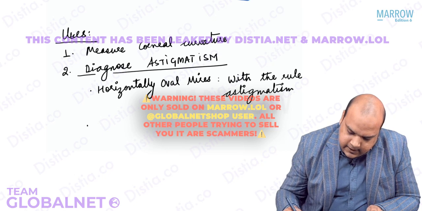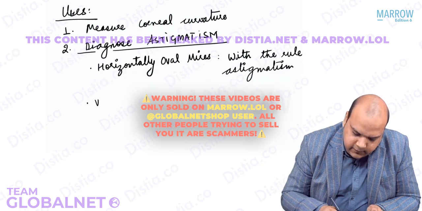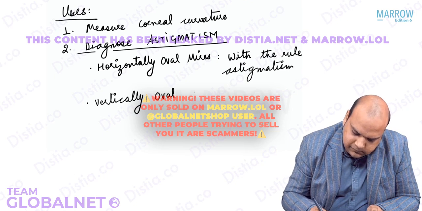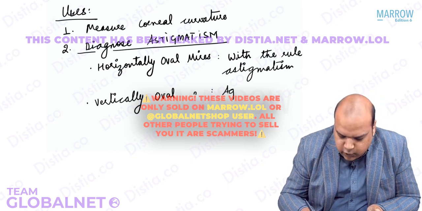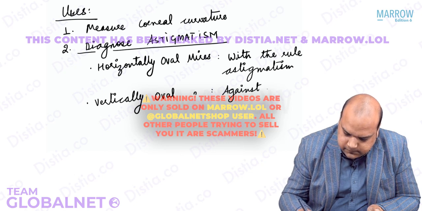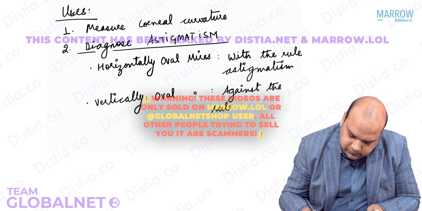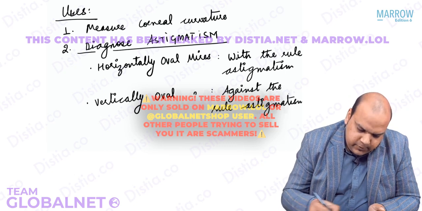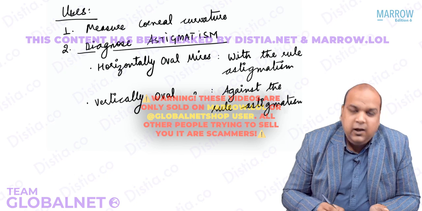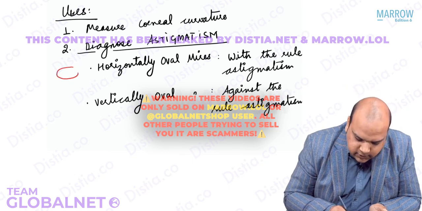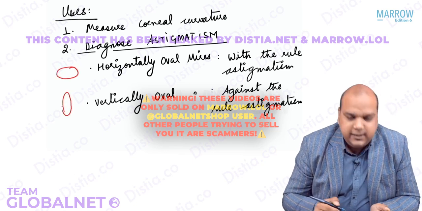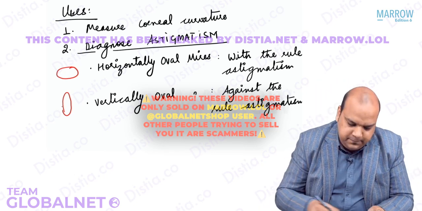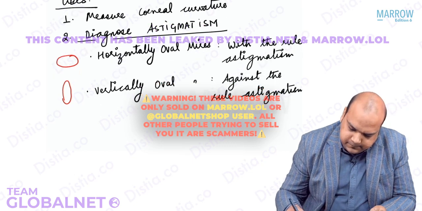Similarly, guys, if my mires are vertically oval now, then the answer will be obviously the opposite. That will be against the rule. I hope you don't need a photograph of the horizontally oval mires. This is horizontally oval guys, this is vertically oval guys. Okay. So just you have to see the shape of the mires. That's all.